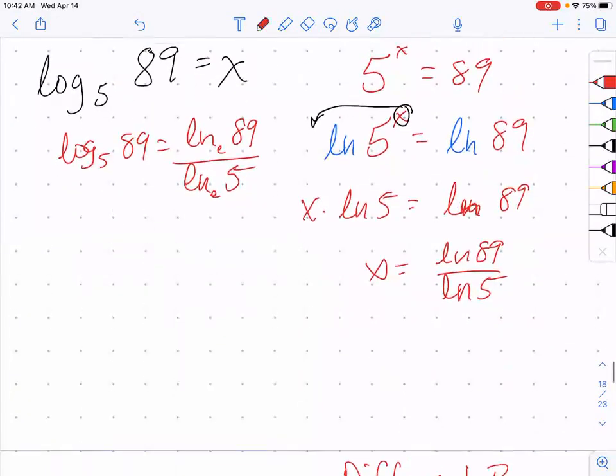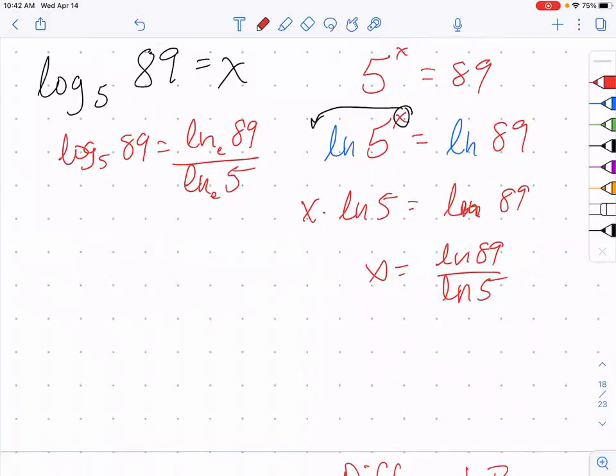So with that in mind, can you do this without doing all the work? Log base 7 of 7,000. What's that answer going to be without going through all that work? You want to use natural log or you want to use log base 10? Log base 10 of what?